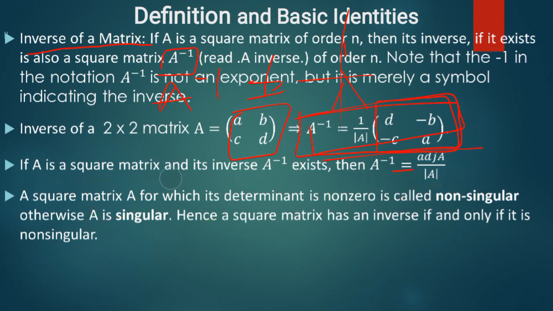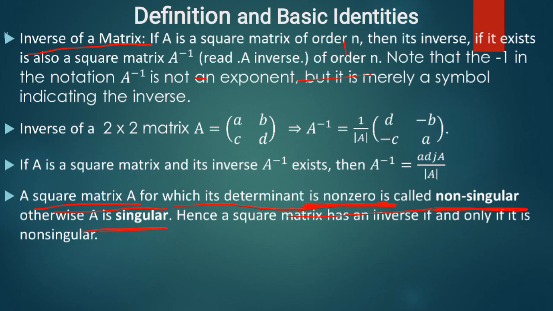There's a very critical definition here that we always ask in most of our questions, and that is, what is a singular or non-singular matrix? You know what a square matrix is by now, because we also asked that. A square matrix is a matrix whose number of rows and columns are equal. A square matrix for which its determinant is non-zero, that is, whatever answer you get is not zero, is called a non-singular matrix. Else it is called a singular matrix.